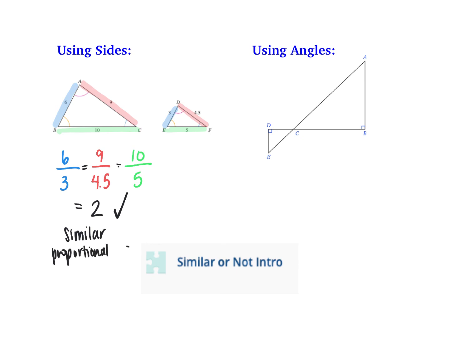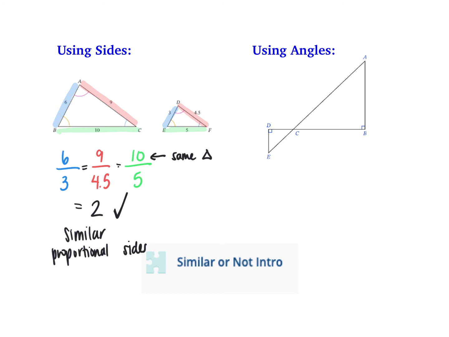Now the important thing to notice is that my top row all came from the same triangle. If you wanted to swap these and put the smaller numbers on top, that's okay as long as you're consistent. So if the top comes from one triangle, all of them should come from that same triangle.